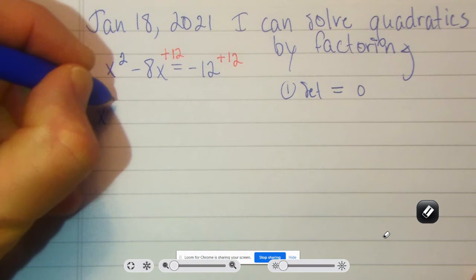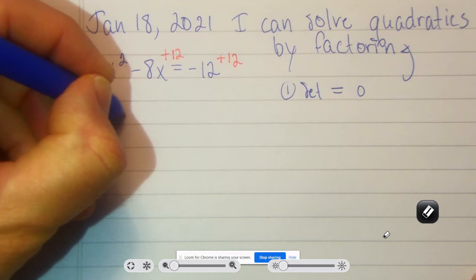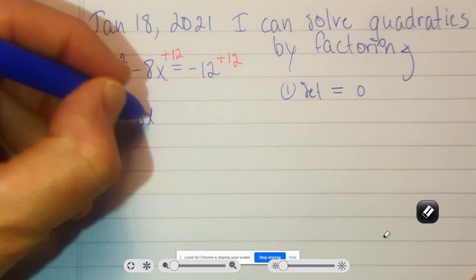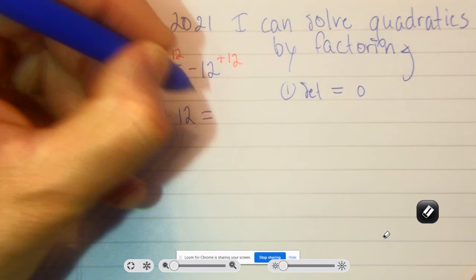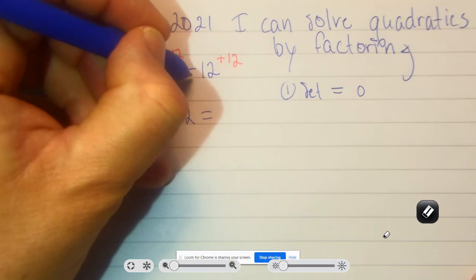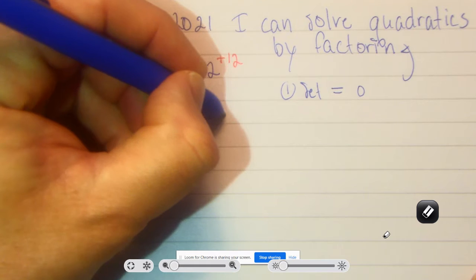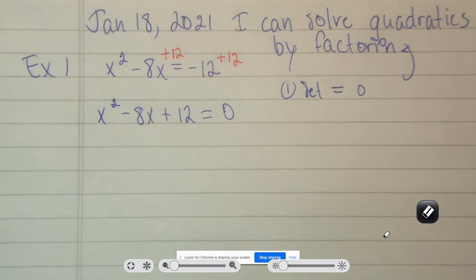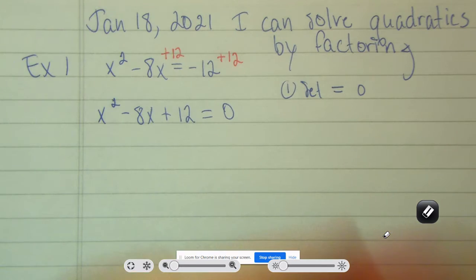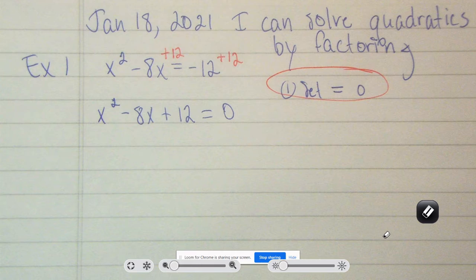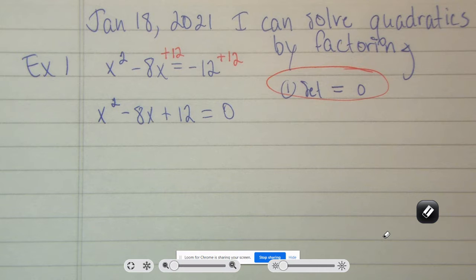That's old solving equations. We've been doing that for a long time now. So it's x squared minus 8x plus 12 equals, and now negative 12 plus positive 12 is 0. That's what I want to do. I want to set it equal to 0. So that's step 1: set the quadratic equation equal to 0.